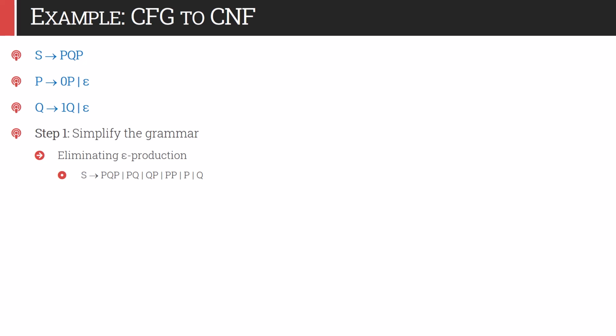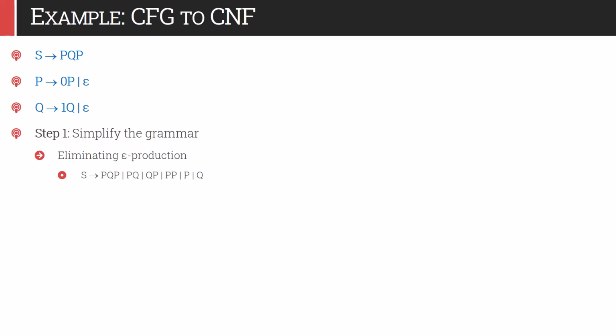If we replace Q by epsilon, we will get double P. If we replace Q and P as epsilon, we will get P. And if we replace both the P's by epsilon, we will get Q. And if we replace P and Q both as epsilon, all three variables, then that would be epsilon only. But at the end, we have to remove the epsilon production. So we are not writing it here.